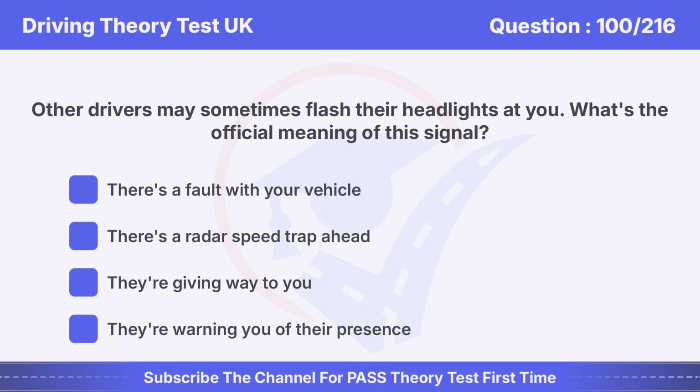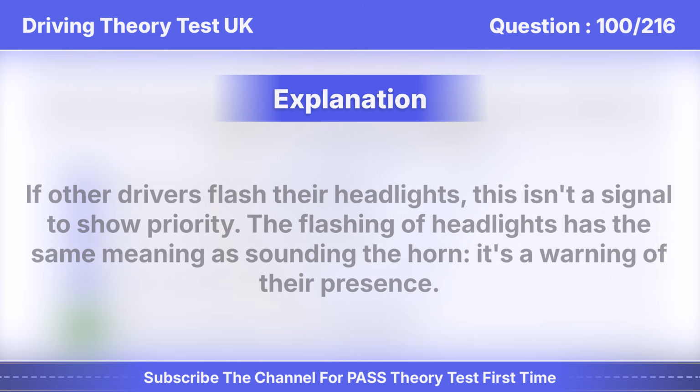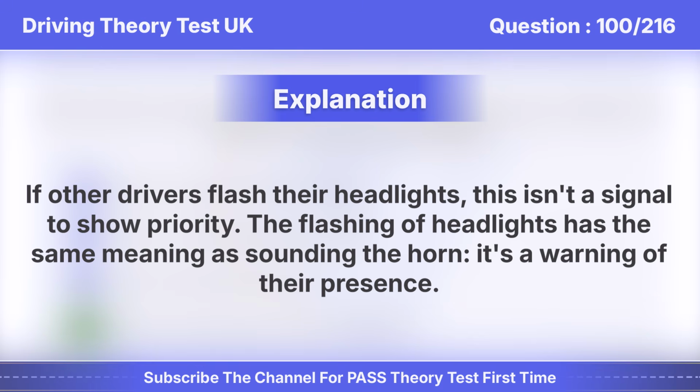Question 100. Other drivers may sometimes flash their headlights at you. What's the official meaning of this signal? Answer is D. They're warning you of their presence. If other drivers flash their headlights, this isn't a signal to show priority. The flashing of headlights has the same meaning as sounding the horn. It's a warning of their presence.